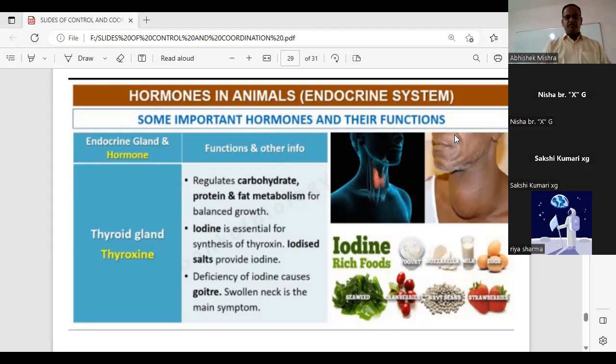Next question to Nisha again. Nisha, what do you mean by feedback mechanism of hormone secretion? The timing and the amount of hormones is called feedback mechanism. Okay, very good, Nisha.